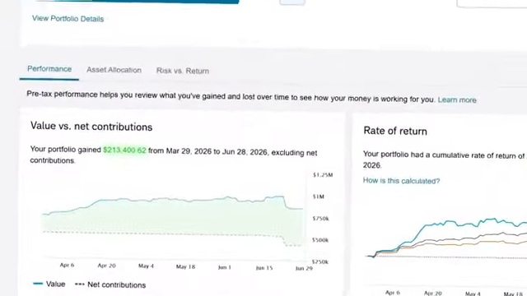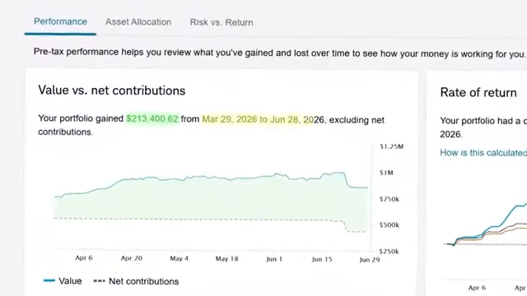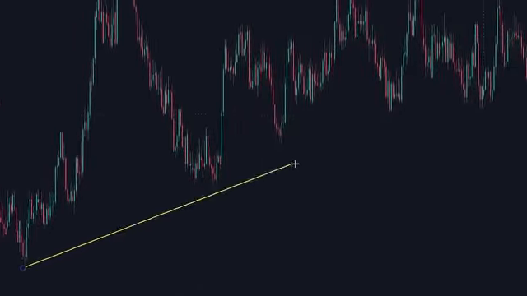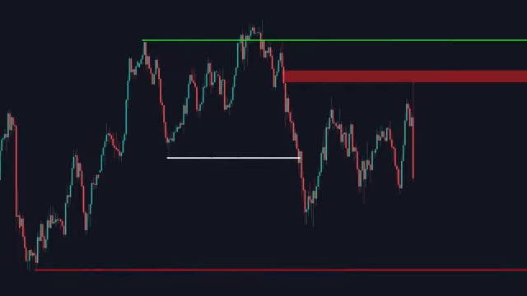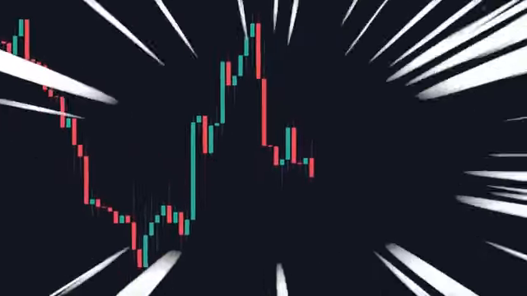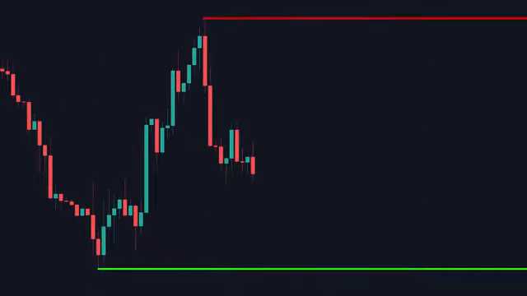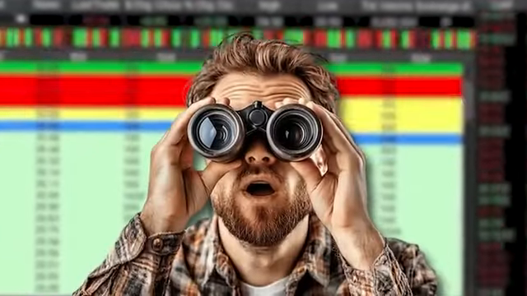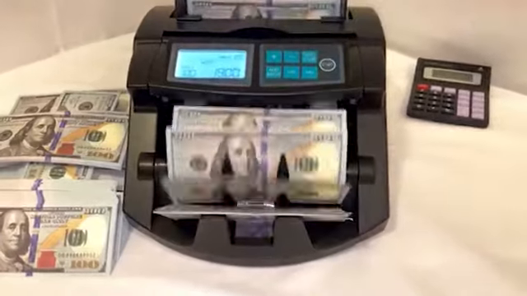I have made $213,000 in the past 3 months of trading, and I didn't use any fancy indicators, no random trend lines, just pure price action, baby. You see, every single day, something very specific happens at the open and close of the market, and if you get good at spotting it, you can make a ton of money.